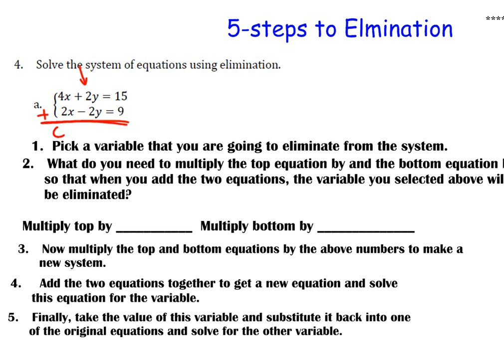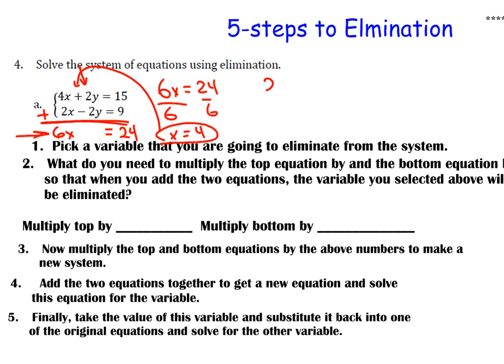So 4x and 2x is 6x. 2y plus a negative 2y is gone. 15 plus 9 is going to be 24. So look what I have left. 6x equals 24. Everybody can do 6x equals 24. X is just going to equal 4. So now put this back into either equation and figure out what you get.